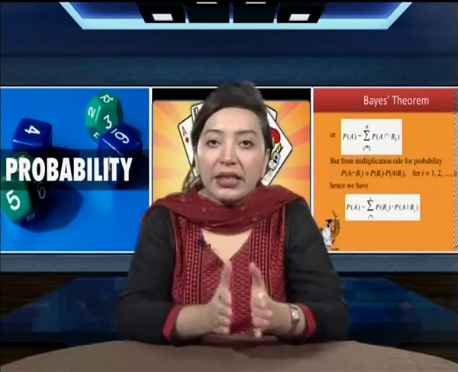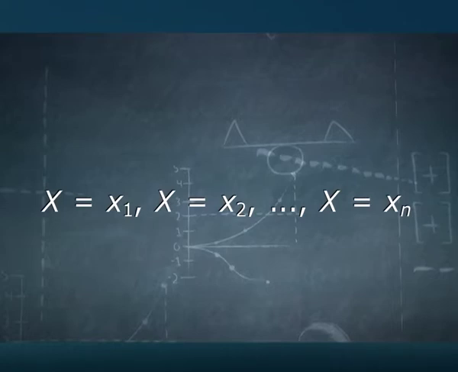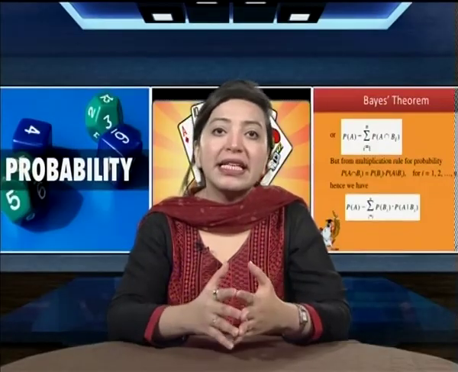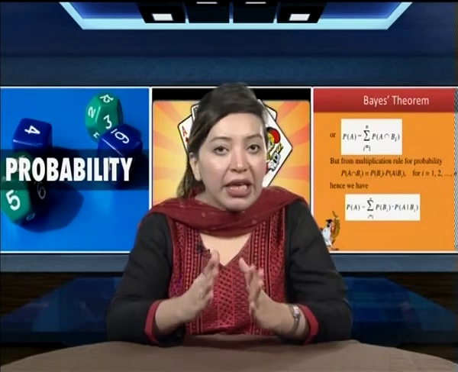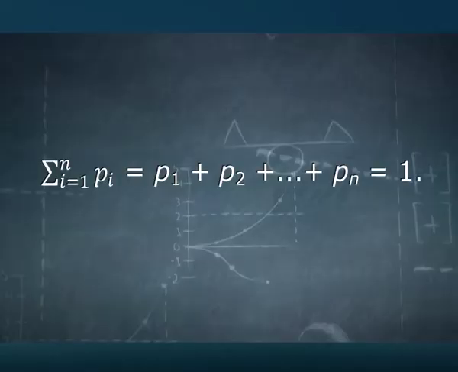Note one thing over here, that is, since any two of the events capital X equals x1, capital X equals x2 and so on, capital X equals xn, are mutually exclusive and the union of all these is the sample space, we note that for any probability distribution, the sum from i equals 1 to n of pi will be equal to p1 plus p2 plus so on pn, and this whole thing will be equal to 1.